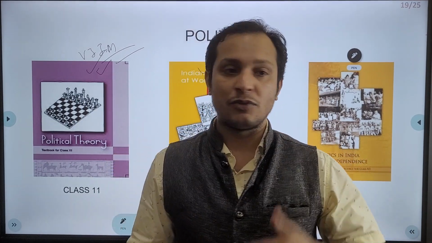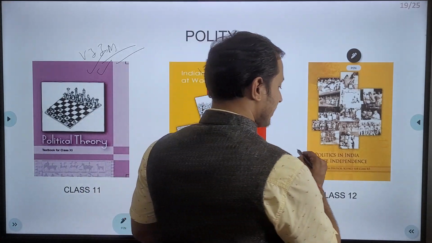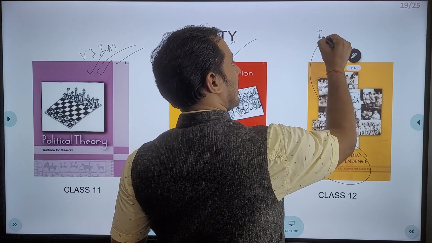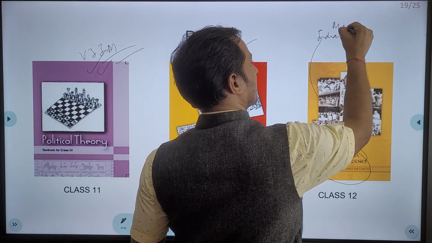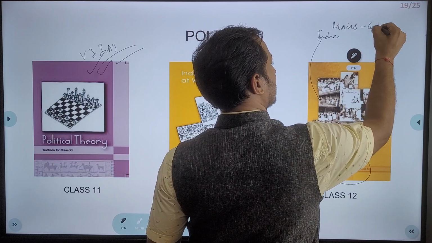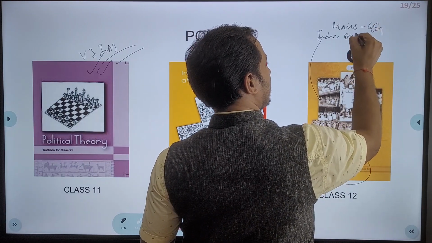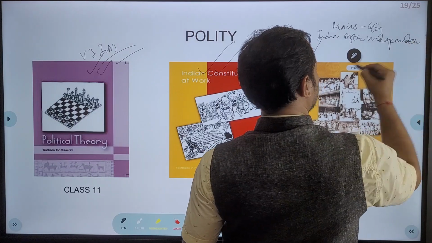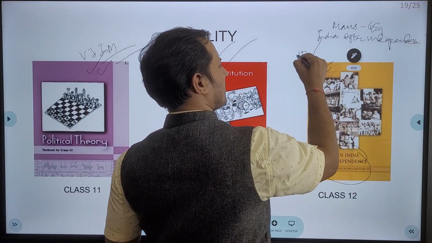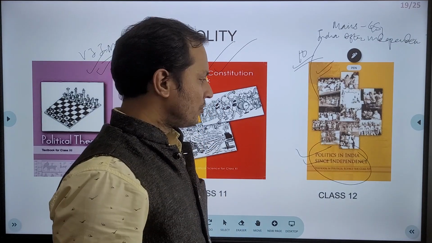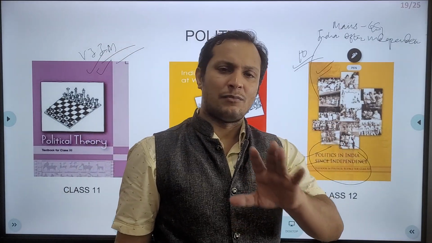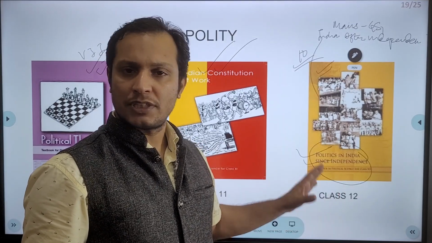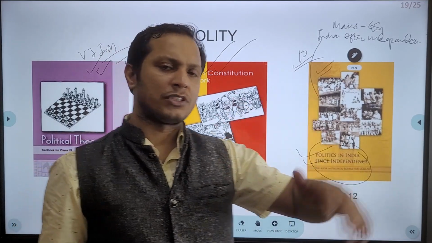If you get time, you can read this book also, Politics in India Since Independence. It will help you to cover the India after independence part of mains. Mains GS1, India after independence. Generally, one question, a 10 marks question, comes from this section in mains. So one reading is more than enough. You can make notes of this, or you can rely on some coaching institute notes also.